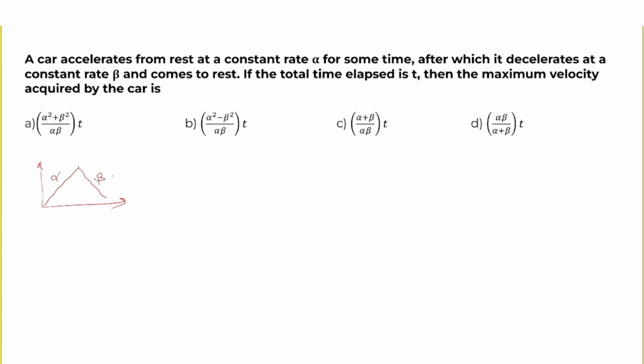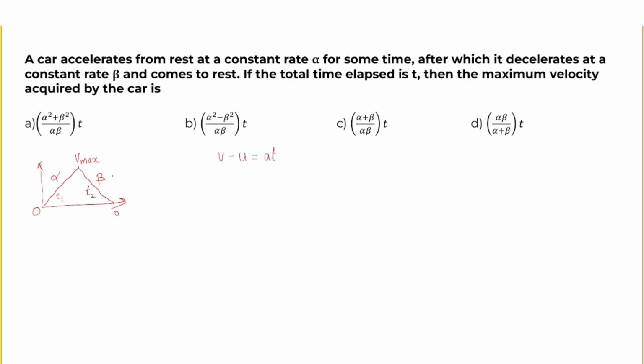So when it is accelerating from rest, the initial velocity is 0, and it is going to maximum velocity, let's say Vmax. Again from Vmax, it is going back to 0 because it is coming back to rest. The total time elapsed while going from 0 to Vmax and Vmax to 0 is total time t. Time t1, let's say here, and time t2 here. So let's use the equation of motion. Which equation of motion? V minus u equals at.